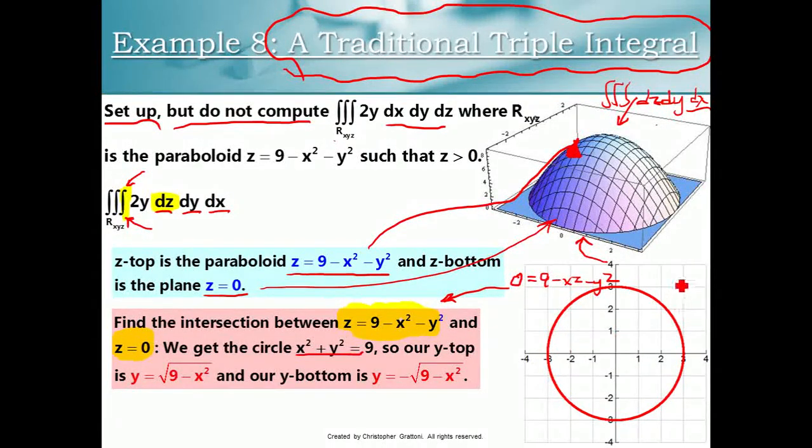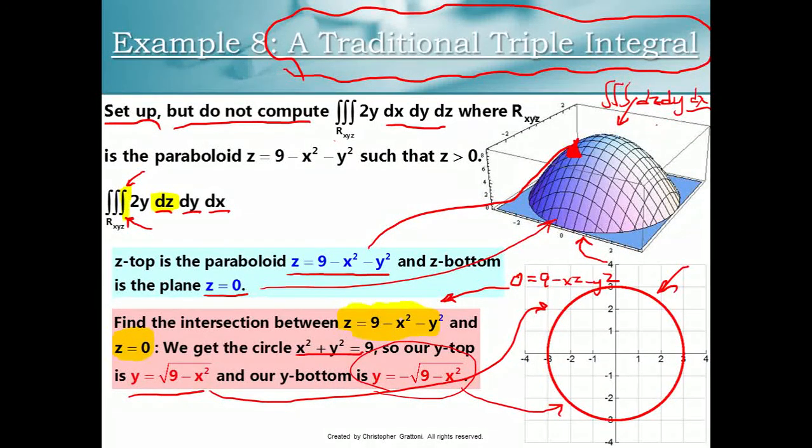So I have my top of y, y equals the square root of 9 minus x squared. I've got my bottom bounding curve from the intersection of those two surfaces. The bottom bounding curve from that intersection is y equals negative square root of 9 minus x squared. And you can already see that x is going to go from negative 3 to positive 3. So you can pretty much see your setup here.